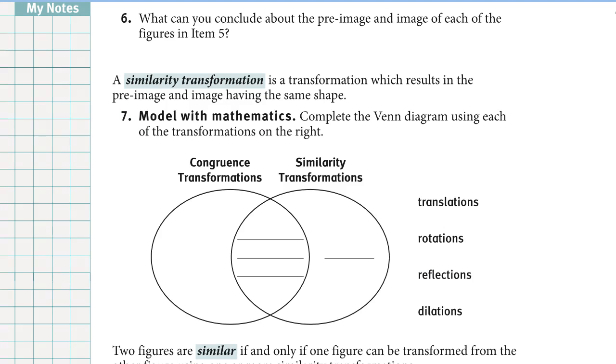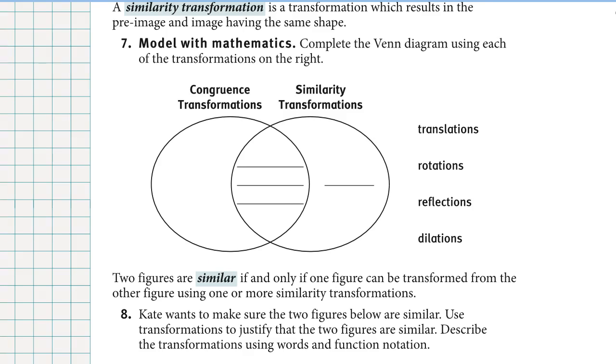On the next page of the book is a vocabulary word that's a key idea for this lesson. A similarity transformation is a transformation which results in the pre-image and image having the same shape. All three of those problems that we did with triangle ABC were similarity transformations. Our final answer had the same shape as the original triangle.